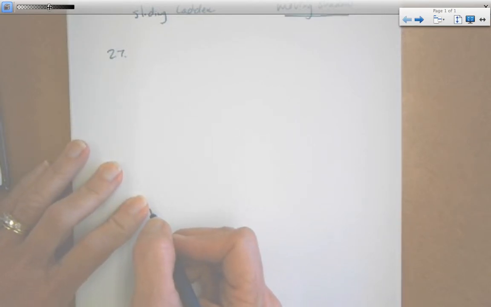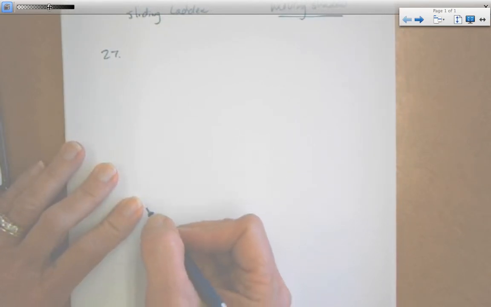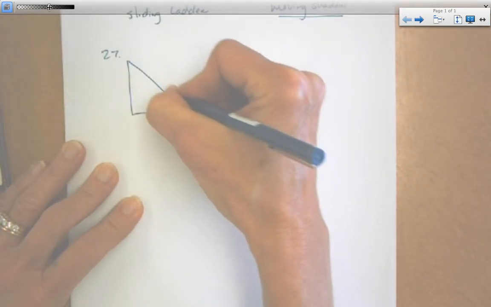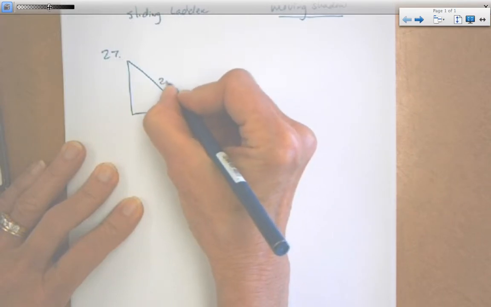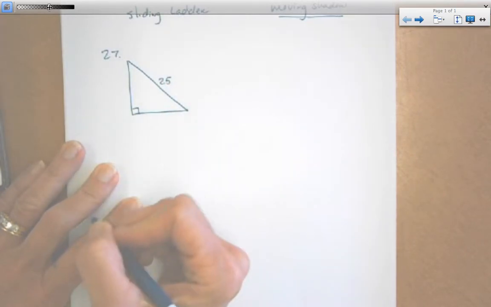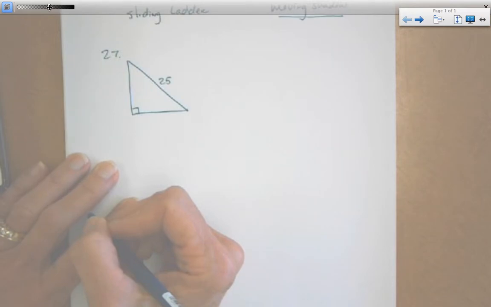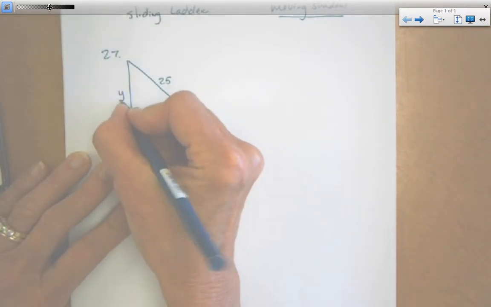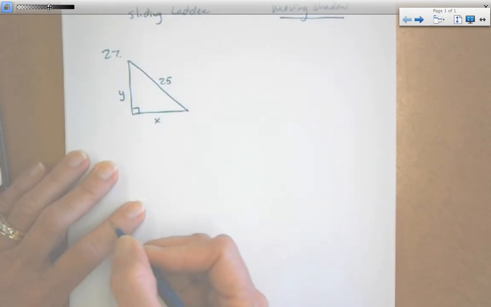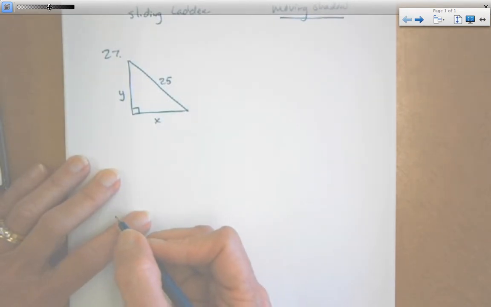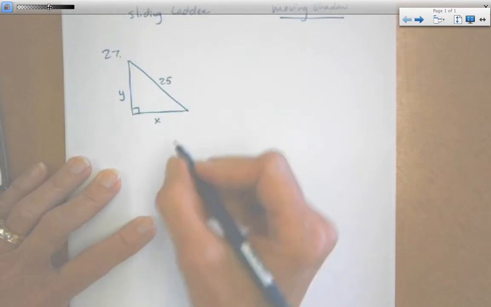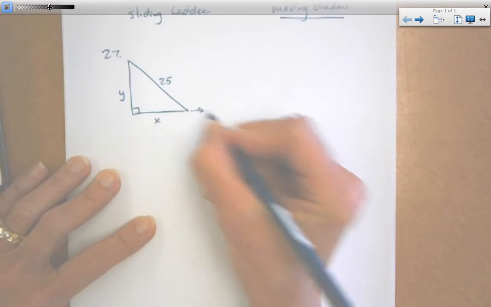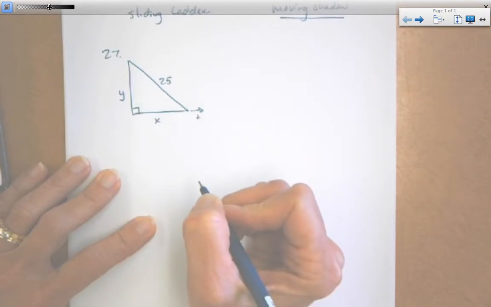All right, so let's start by constructing our figure. The ladder is 25 feet long, and notice this gives us our relationship already. It gives us a nice right triangle. So let's call this side y and this side x, because this is keeping in line with what the x-axis and y-axis would be like. They give us that the ladder is sliding out from the wall, so this end is going in this direction. That is a positive direction.